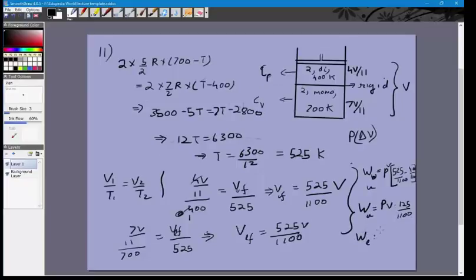Similarly, the work done by the lower gas will be PV times... Now in this case the volume has increased, but in this case this is less than 7 by 11 V, which is 700 by 1100, so the volume has decreased, so the work done will be negative, and it will be PV times 700 minus 525, that is 175 by 1100.